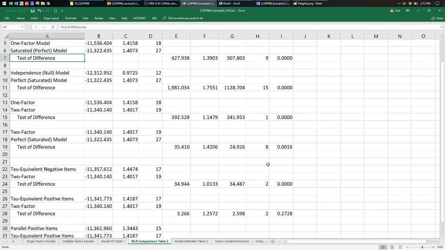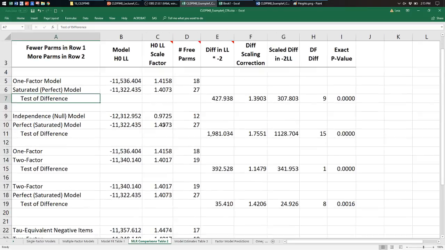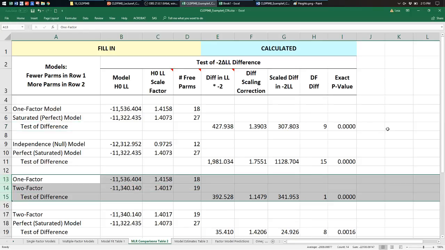So inside my spreadsheet here, M plus does not do this for you. You have to do it yourself. I'm looking at this set right here. So the first row is the one-factor model with 18 parameters. That's the H0 log likelihood and scale factor from the output. Second row is my new two-factor tooth model, its new H0 log likelihood and scaling factor, and then 19 parameters instead of 18.